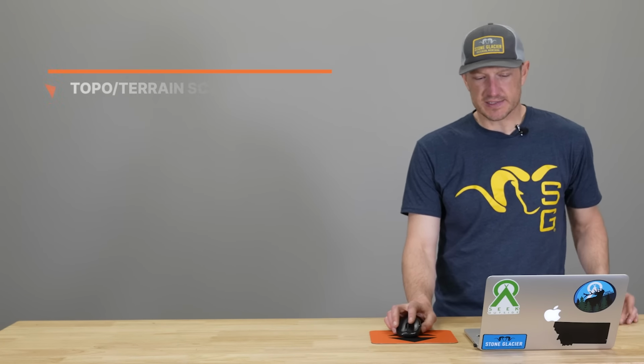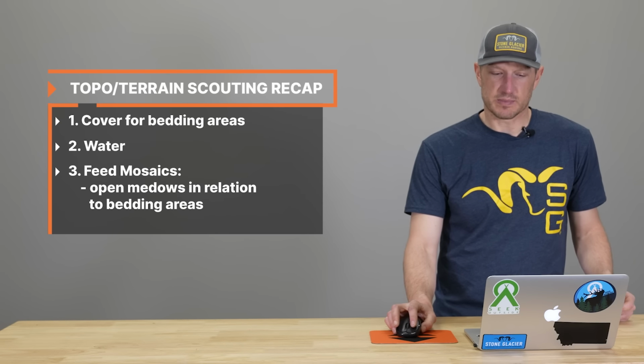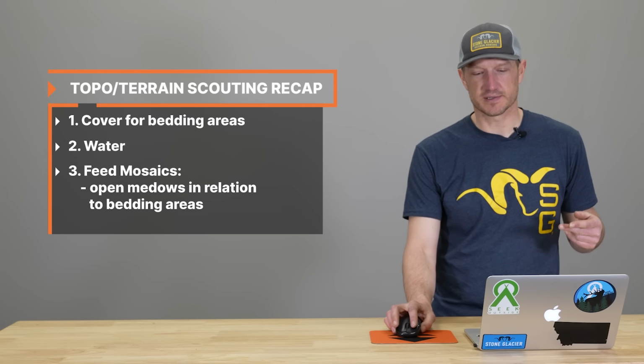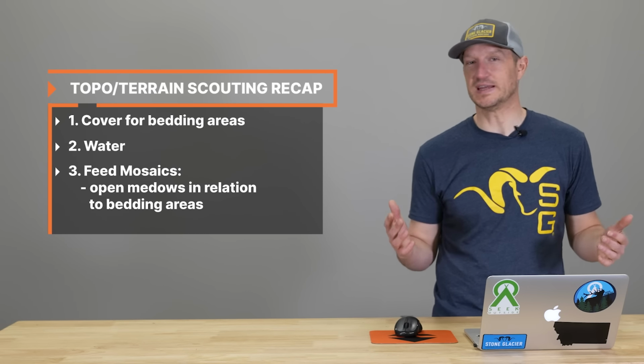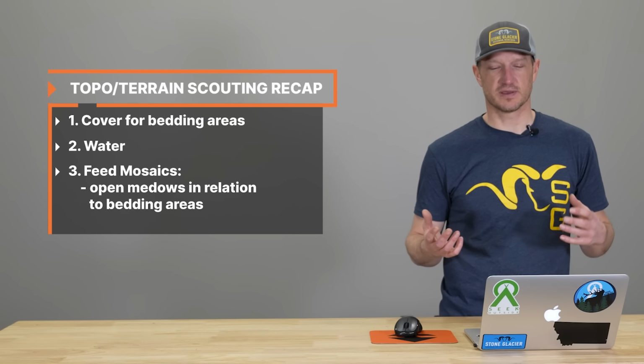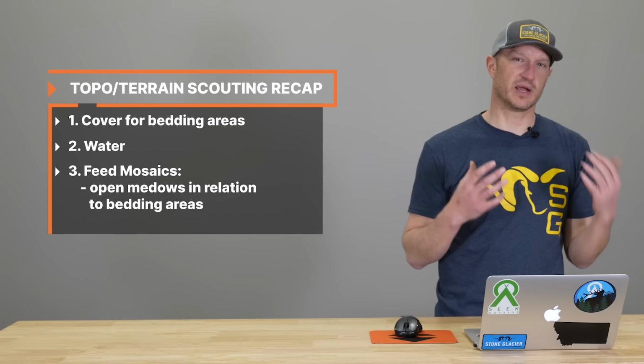So that's the things I'm thinking about. Like I said, I'm thinking about cover for bedding areas. I'm thinking about water, and I'm also thinking about how that relates to feed. And like I said, when I'm looking for feed, I'm looking for mosaics. I'm looking for open meadows in relation to bedding areas that's quickly accessible. So that's how you can use these tools to help you find elk.